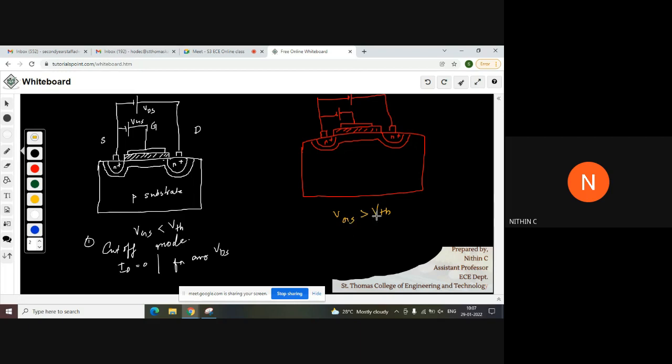I am applying a gate source voltage greater than the threshold voltage. And I am considering a very small VDS also. Okay. So what happens when I am applying a gate source voltage which is above VTH? What will happen naturally? What happens when VGS is increased above VTH? Yes, channel will be formed. That's right. You will be having a channel like this.